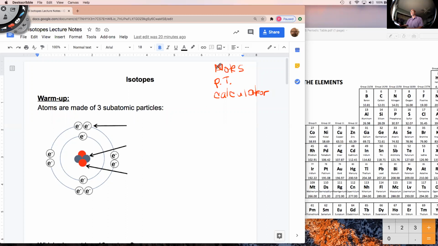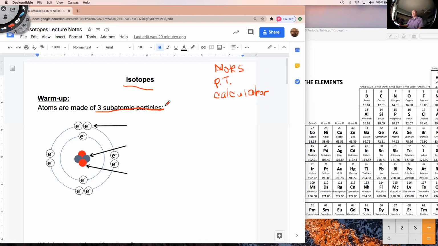But before we start our isotope lesson for today, let's start off with our little warm-up. Last class, we talked about the atom, and we talked about the 3 subatomic particles that the atom is made up of. Do you guys remember the names of those 3 subatomic particles? Good, the protons, the neutrons, and the electrons.